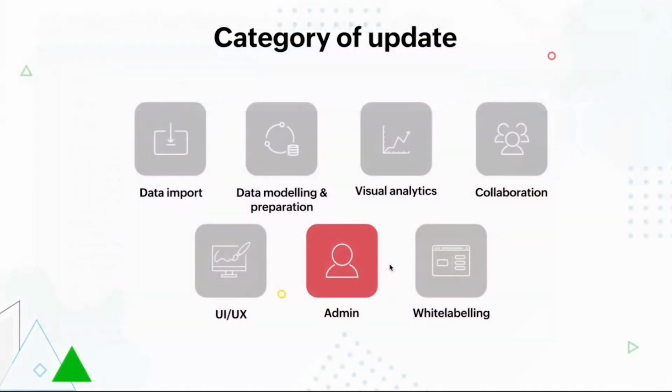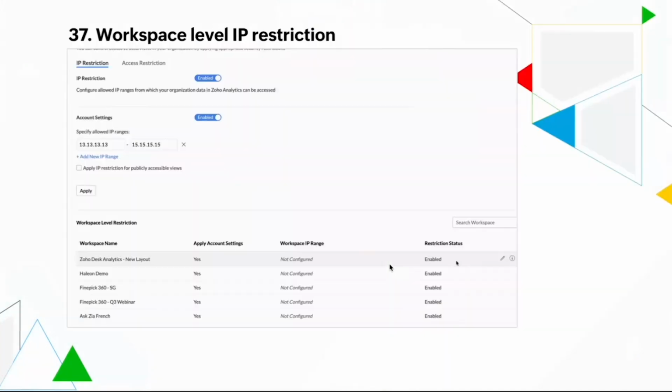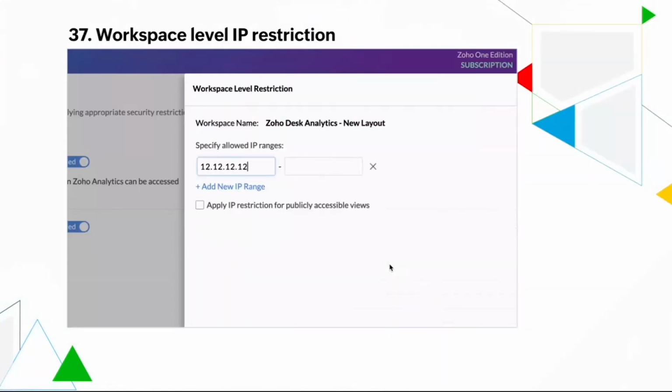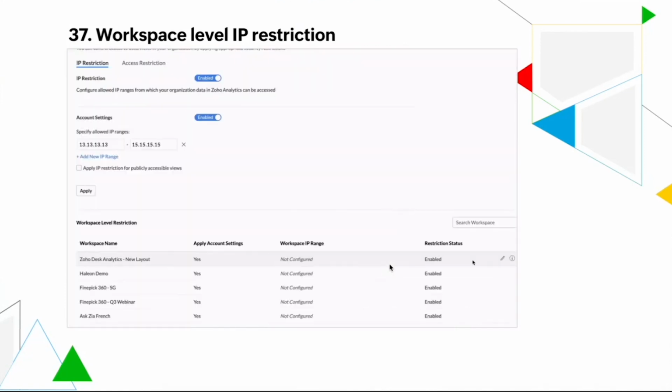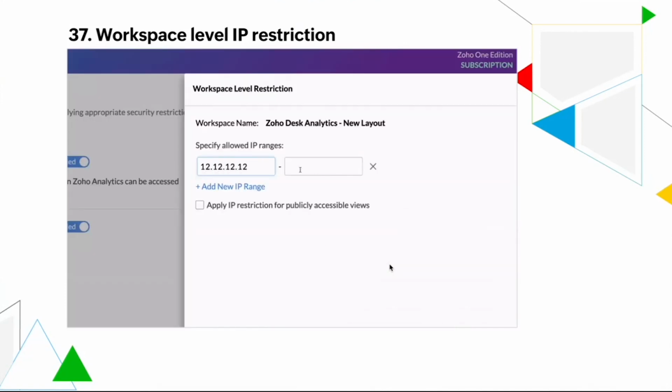Moving on, let's see the updates in the admin section. First, let's talk about a game changer in security and data confidentiality, which is the workspace level IP restriction. Now, we all know how crucial it is to control access and secure your data.